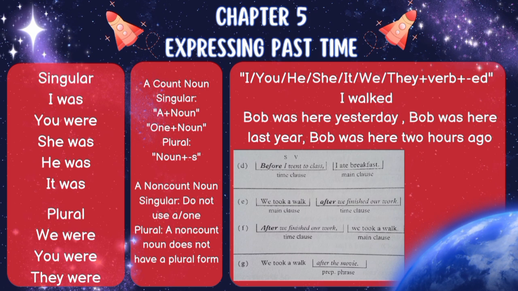Past be question. First one, yes or no question: be plus subject. Were you? Not, Was you? Second one, information question: where plus be plus subject. Where were you? Not, Where was you?